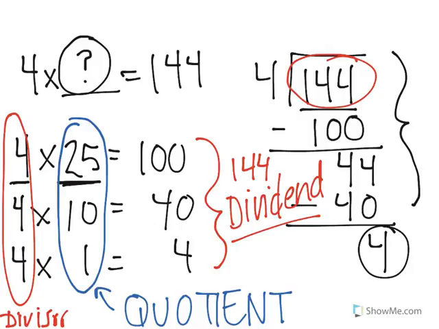And with division written this way, we can write the quotient right up here, 36. Because 144 divided by 4 equals 36, or 4 times 36 equals 144. Again, this strategy is called multiplying up to find partial quotients.